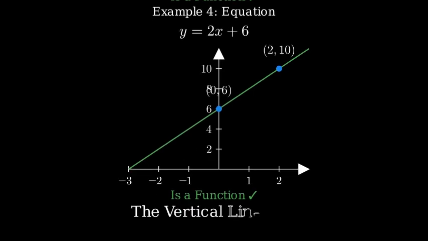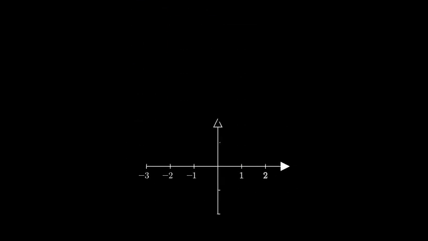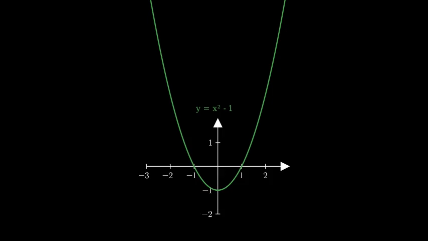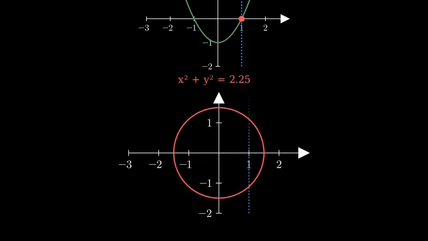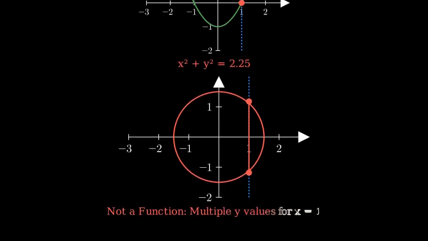Now let's talk about the vertical line test, which is a graphical method to determine if a relation is a function. If no vertical line intersects the graph of a relation in more than one point, then the relation represents a function. This is because a vertical line represents a single x value. If that line intersects the graph multiple times, it means that one x value corresponds to multiple y values, which violates the definition of a function.